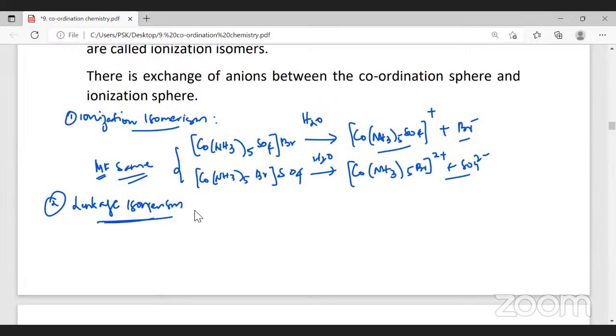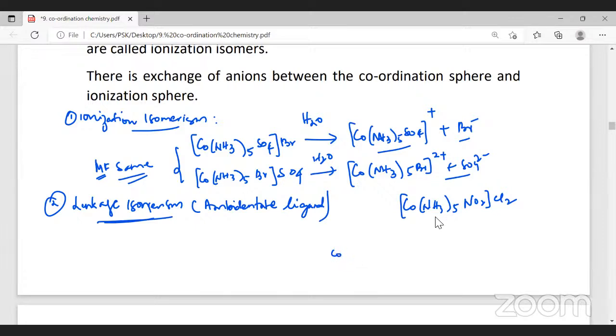The next one is linkage isomerism. I told you linkage isomerism is possible only when we have ambidentate ligand. What is ambidentate ligand? Ligand which can get bonded to the central metal atom in more than one way is called ambidentate ligand. For example, [Co(NH3)5NO2]Cl2. The coordination number of this complex is 6 because we have 6 monodentate ligands. The number of monodentate ligands bonded to the central metal atom is called the coordination number.